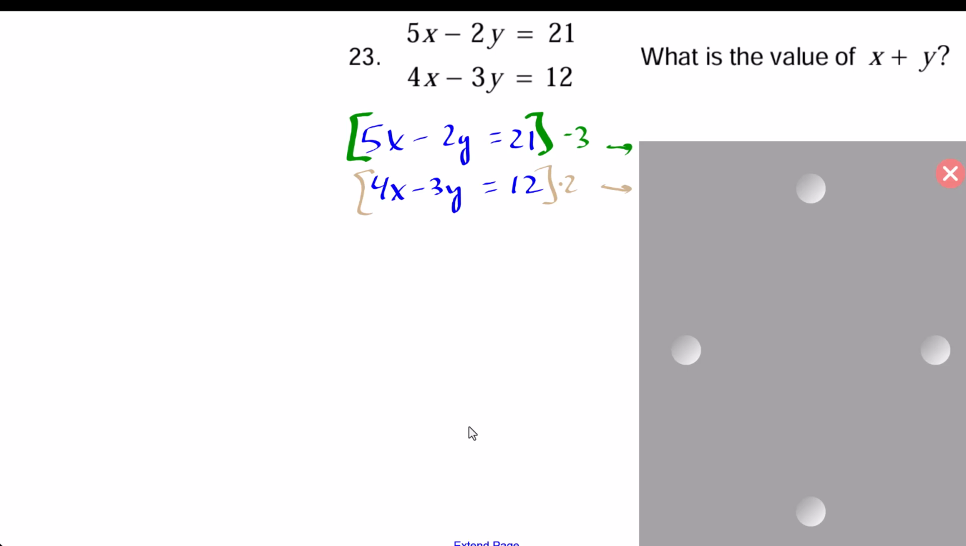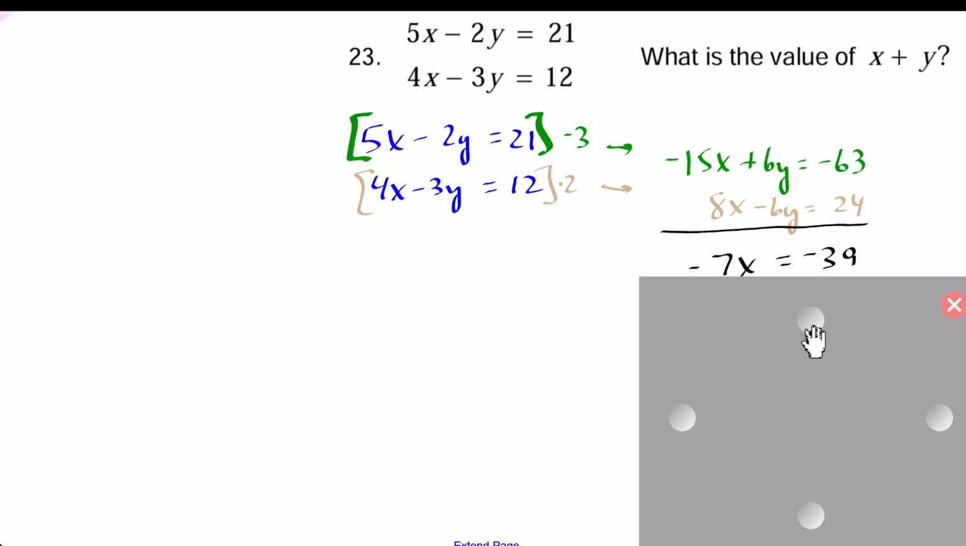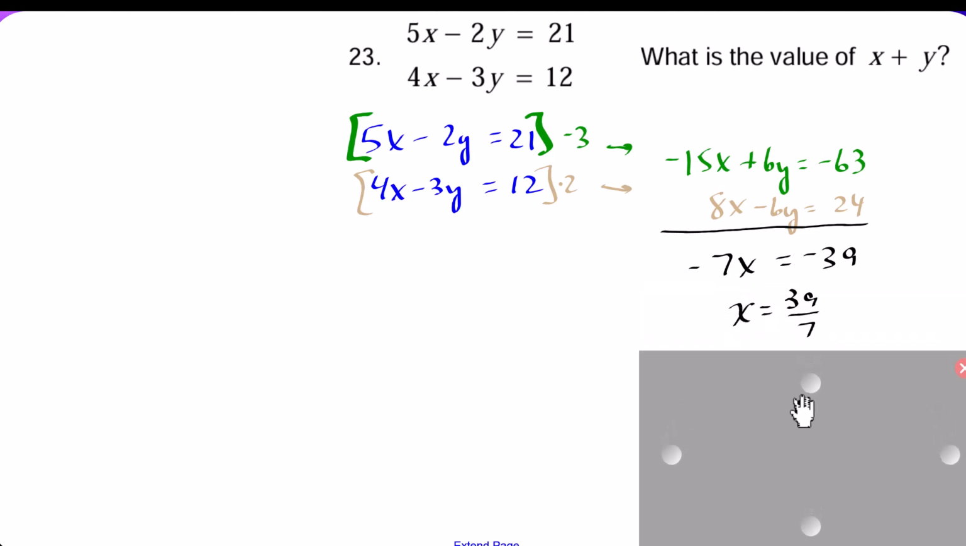Let's first look at an algebraic solution. I'm going to multiply the top equation by -3 and the bottom equation by +2. When I add the two equations together, I get -7x equals -39, and then dividing through by -7, x is 39/7. Not my favorite number, but that's the way it is.